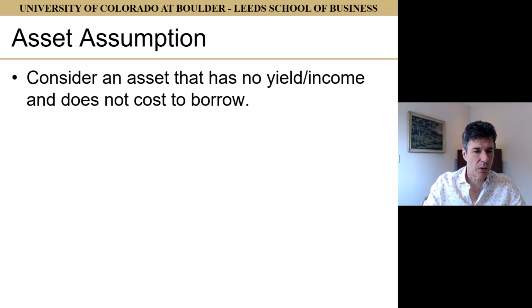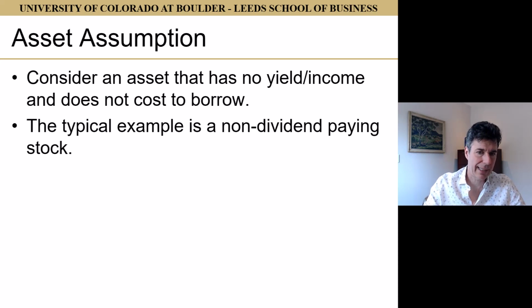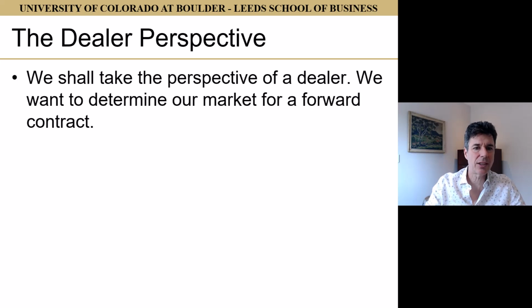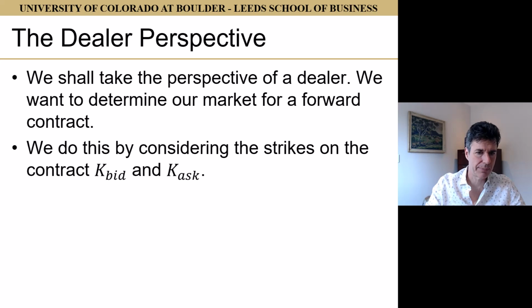Assumptions about the asset. We're going to have an asset that has no yield or income and does not cost anything to borrow. And our example that I keep talking about is a non-dividend paying stock, a stock that is not expected to pay any dividends. We are going to take the dealer's perspective, and we want to figure out a market for a forward contract.